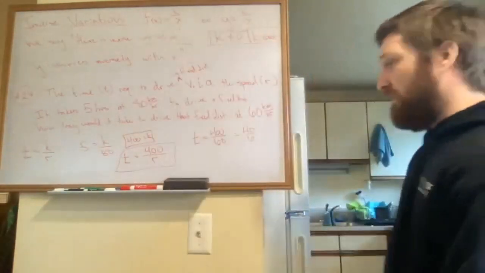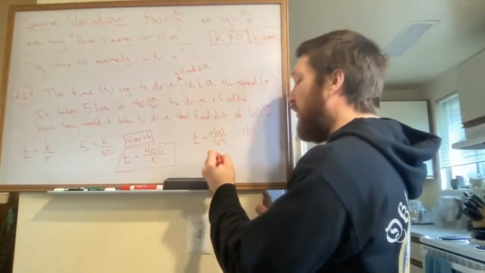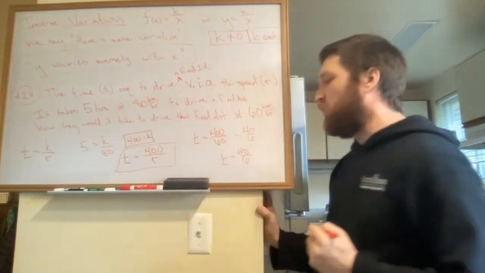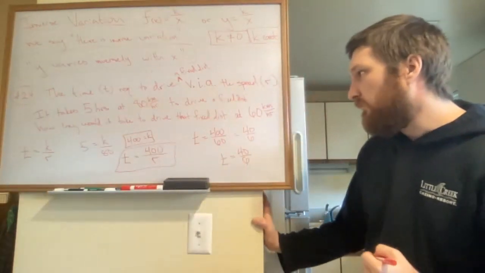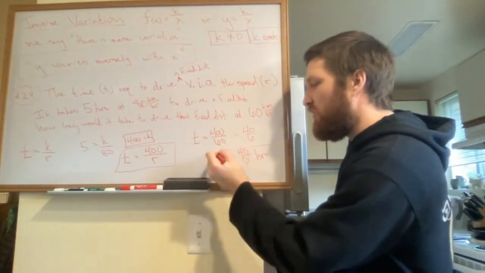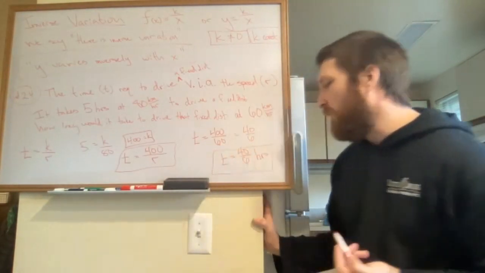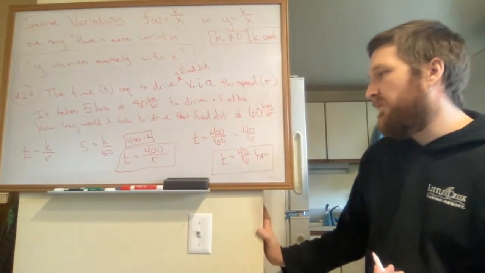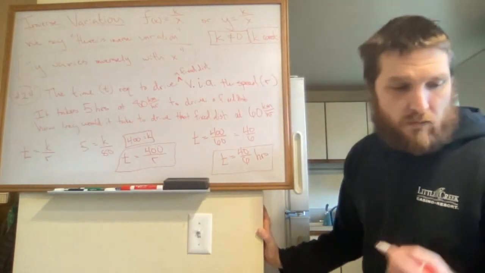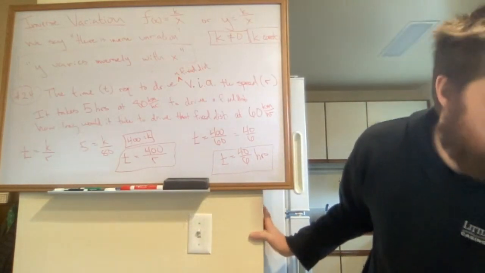That's fine. That's good. But what is it? It's not 40 over 6 jelly beans. It's 40 over 6 what? Hours. I would like to see units at the end. That would be the answer right there. 40 over 6 hours.